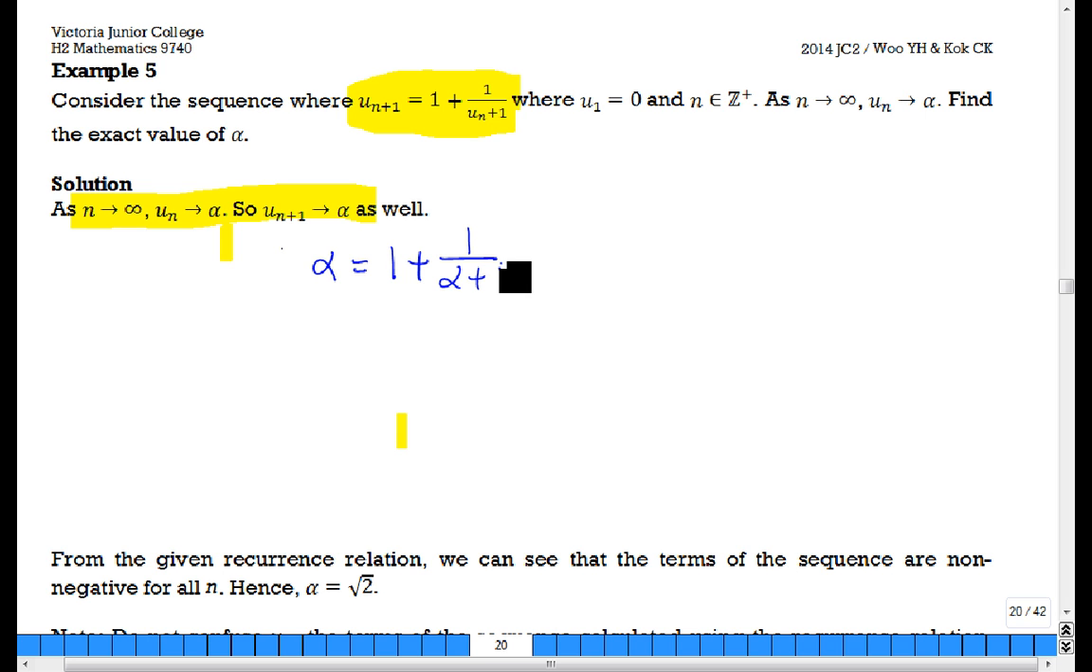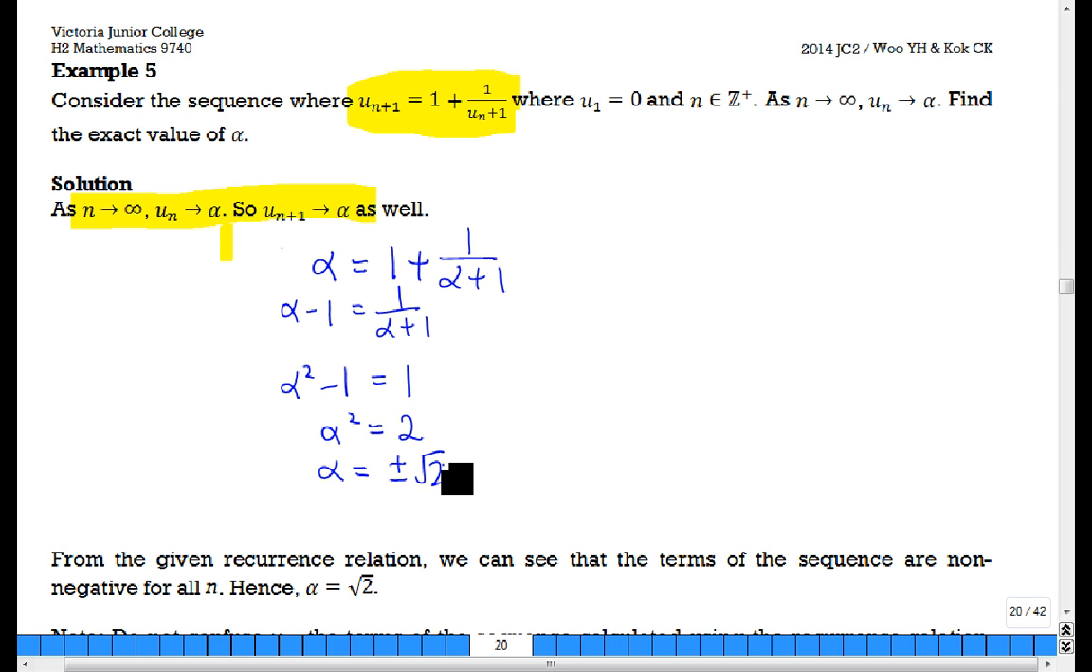All I need to do is to minus 1 on both sides. Then I multiply both sides by alpha plus 1. I get alpha squared minus 1 equals 1. Then I get alpha squared equals 2. Alpha equals plus minus root 2. Now at this point, we cannot accept two values. So we better write plus minus root 2 first, and then we see which one is valid.